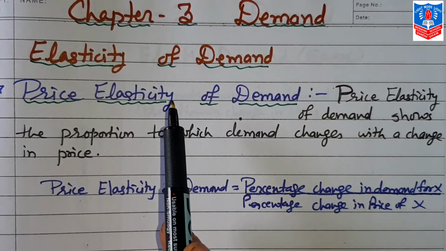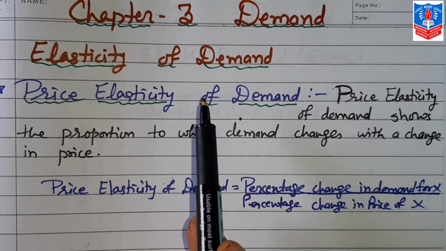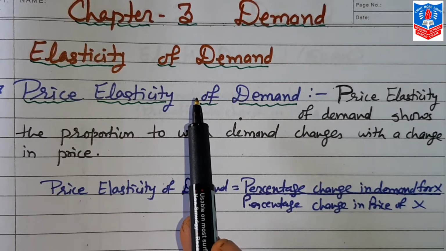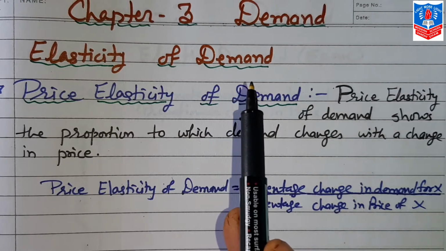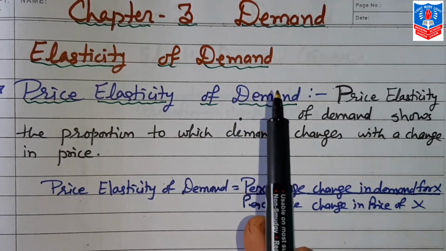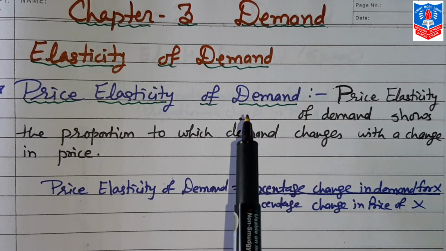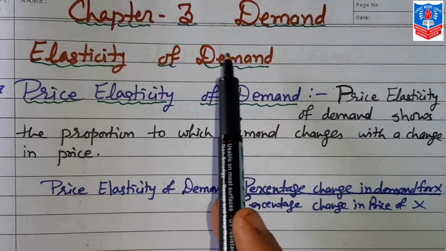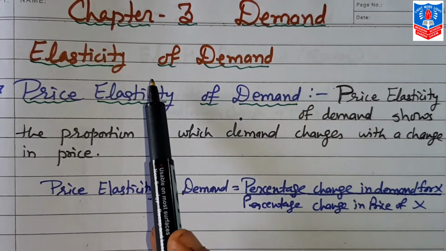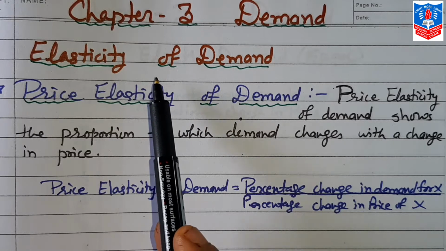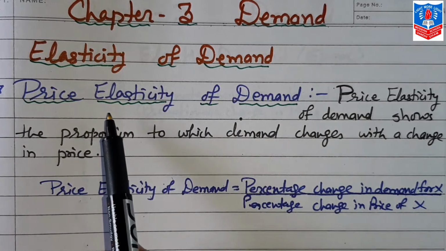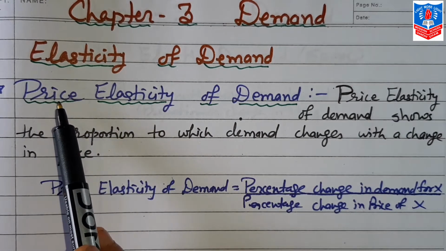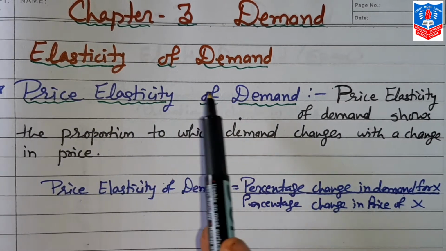This elasticity of demand is the extent to which demand responds to changes in any of its determinants or factors like price, income, taste and preference, etc. That is called elasticity of demand. Now this elasticity we can divide into different types. In that, first is price elasticity of demand.